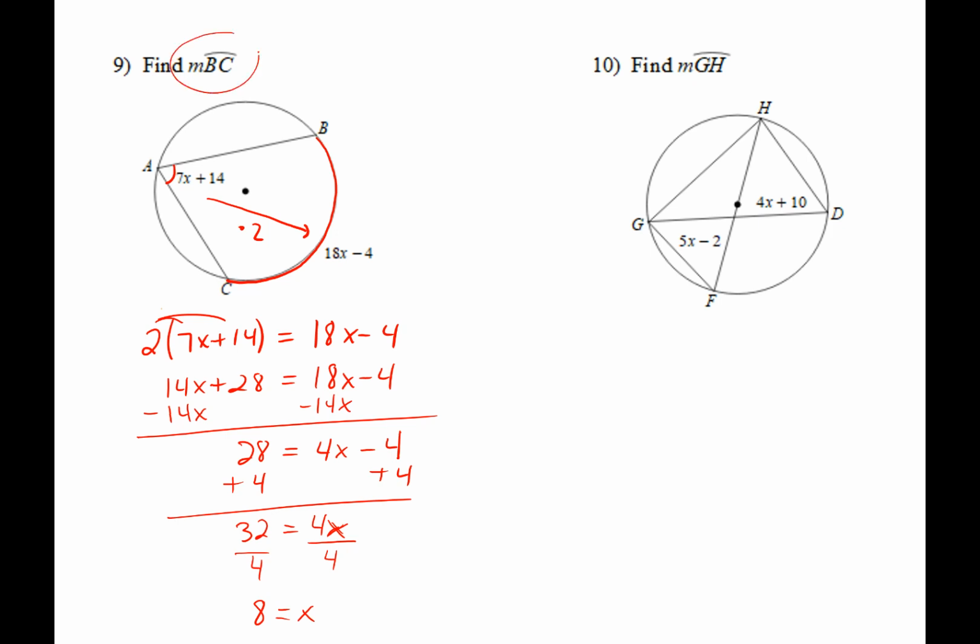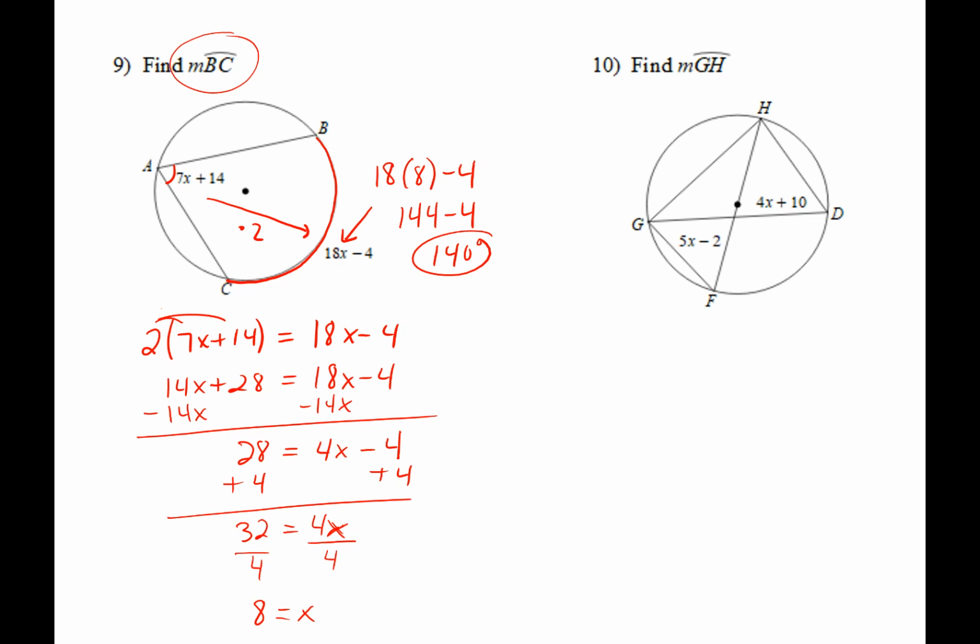The direction said find the measure of arc BC. So arc BC is the one I happen to trace over already. So all I need to do is plug into that little expression. 18 times 8 minus 4 gives me 144 minus 4, or 140 degrees. On to the next one, number 10.